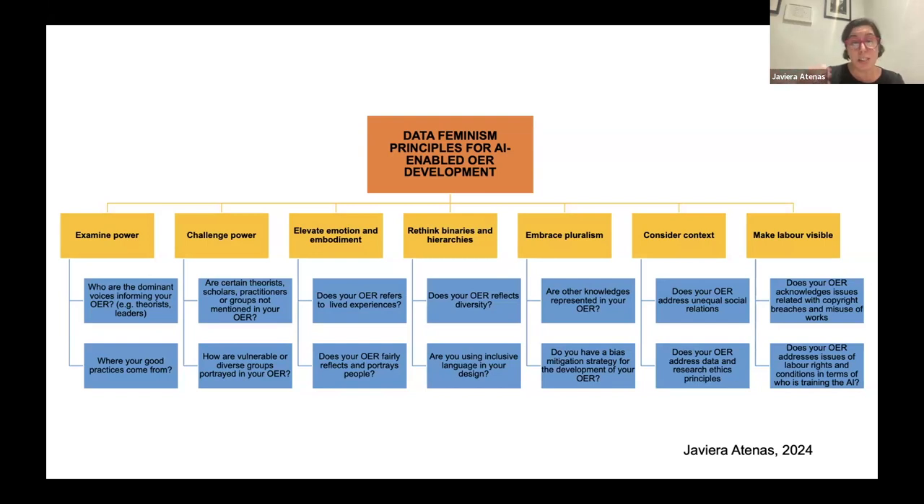Who's not mentioned? Who's invisible? How are we going to challenge the power structure? How are vulnerable groups being represented or portrayed in your OER? Are we showcasing lived experiences? Are we making fair points of reference or making portraits about people in marginalized communities?